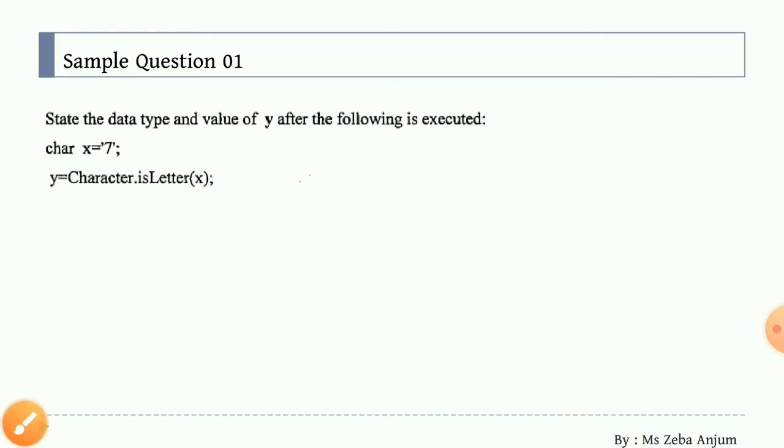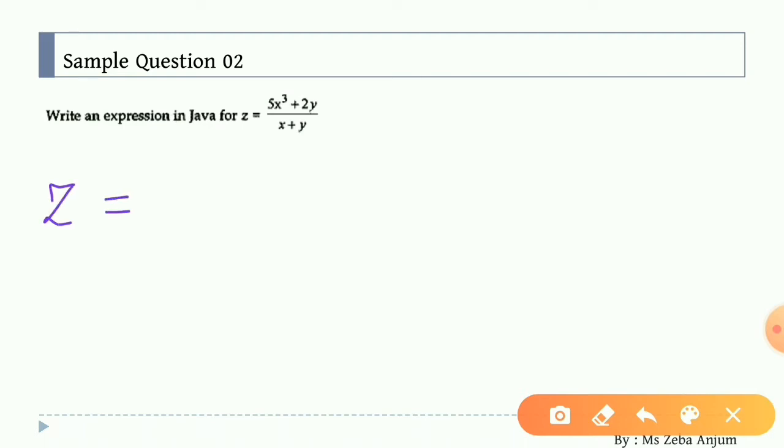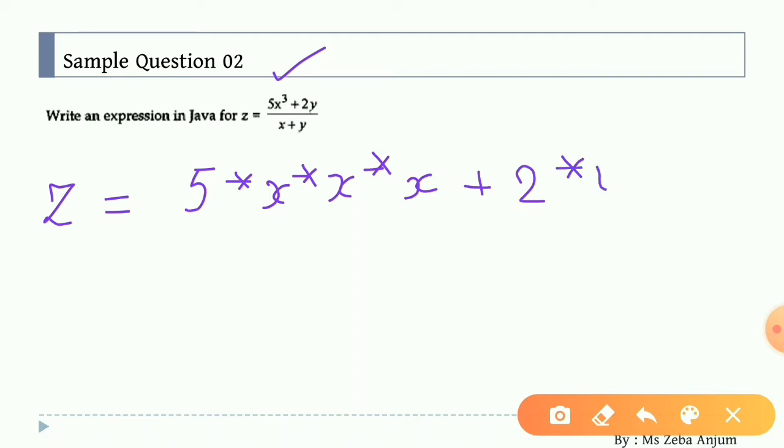Now see the sample question number 2. Write an expression in Java for z equals x cube plus 2y divided by x plus y. You have to write down an appropriate Java expression for the same. So firstly write down z equals, then firstly we will be solving 5x cube. So 5 multiplied by x multiplied by x multiplied by x, then plus 2 multiplied by y.